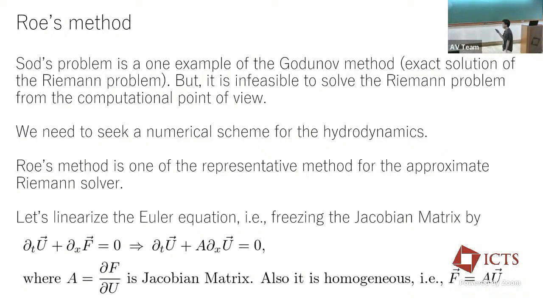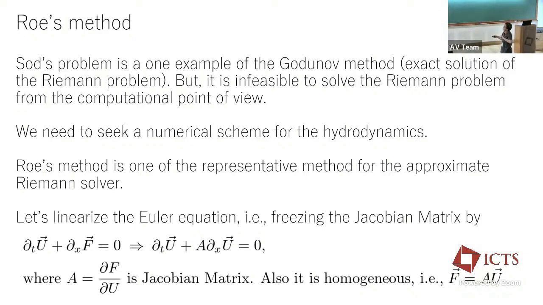But it is infeasible to solve the Riemann problem generally from the computational cost. So we need to find a numerical scheme for the hydrodynamics. And one example is the Roe method. The Roe method is one of the representative methods for the approximate Riemann solver.